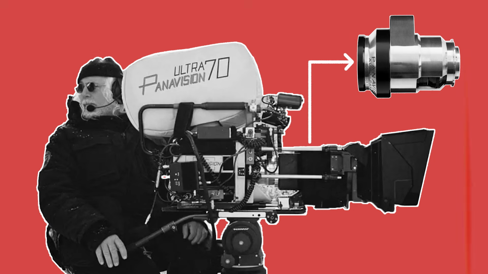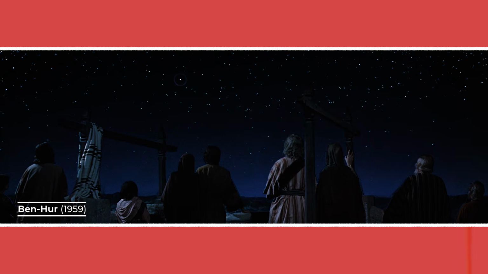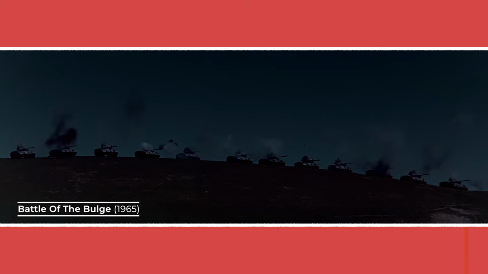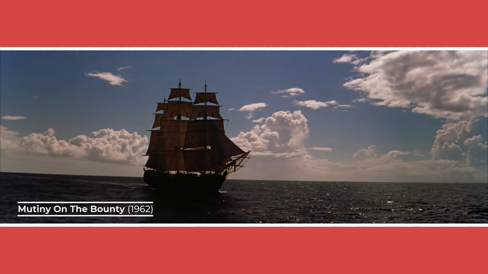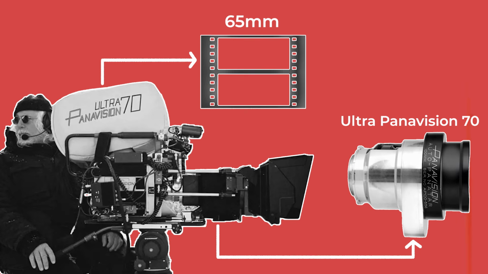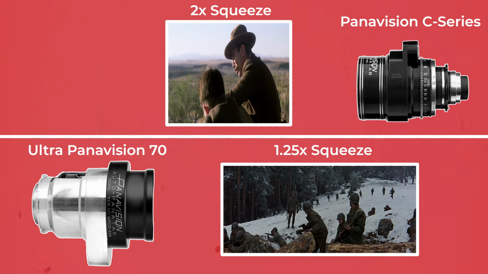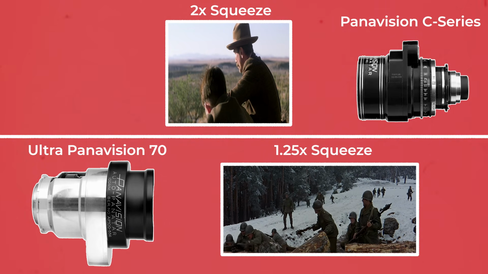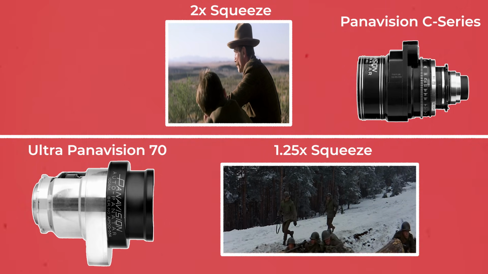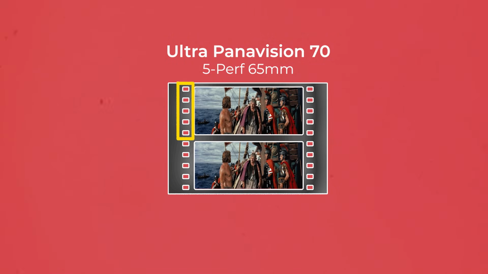Ultra Panavision 70 is an extremely niche format. So niche in fact that only approximately 10 films have ever been shot exclusively using it. These cameras take large format 65mm film and specialized Ultra Panavision 70 anamorphic lenses with a 1.25 times squeeze factor compared to the 2 times squeeze factor from regular anamorphic lenses, and record a frame that is 5 perforations tall.